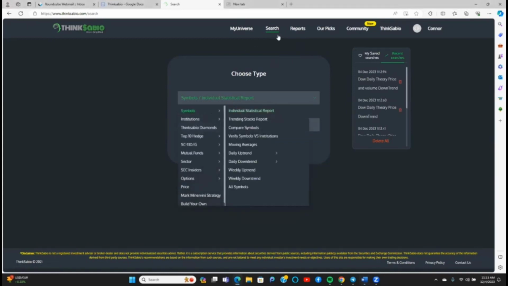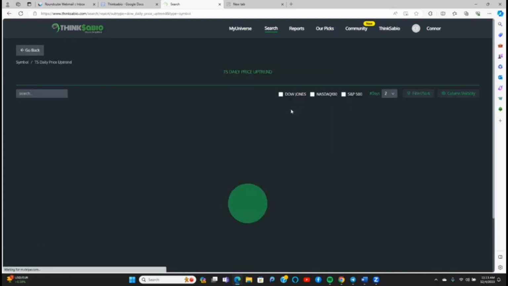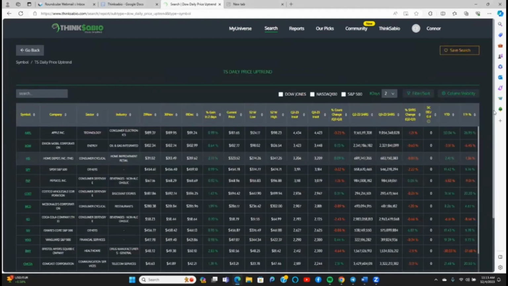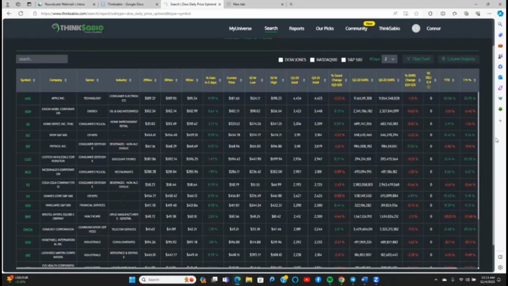To get to these reports, you're going to click on the search tab up top, then go to symbols, and then go up to daily uptrend or daily downtrend. There are reports on price and volume, so I'll take you through each one. The first one we're going to look at is the daily price uptrend. This looks at stocks that have seen an increase in price over the last several days.